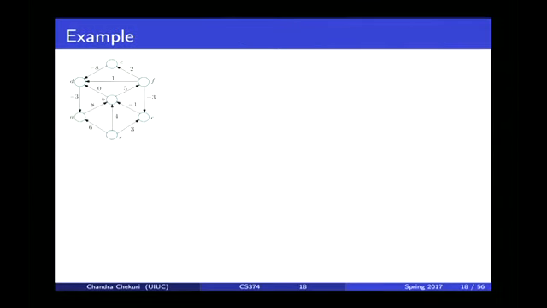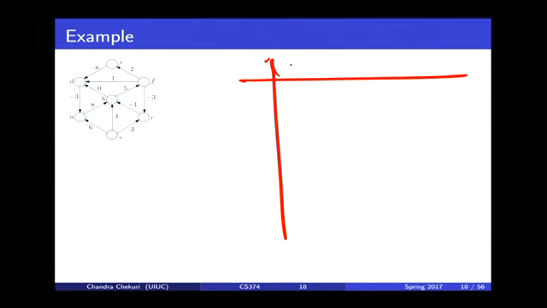It's much easier to understand it using an example. So let's see what the recursion is doing. What are we trying to compute?